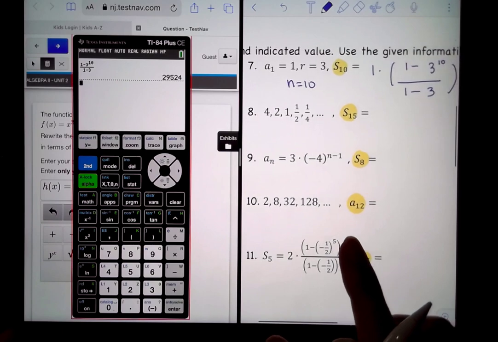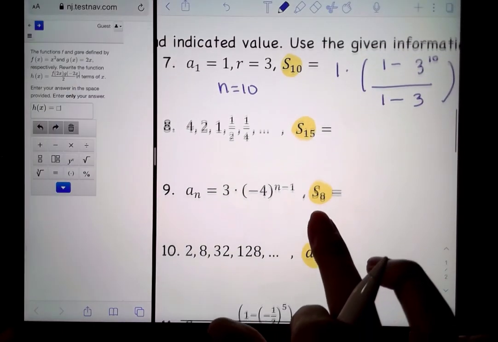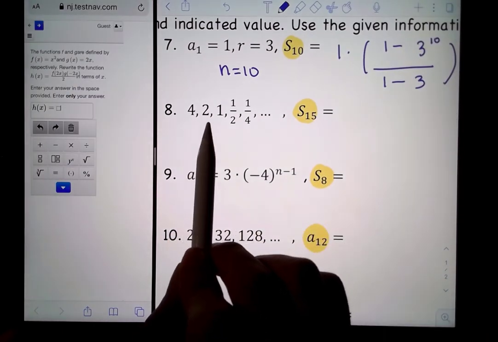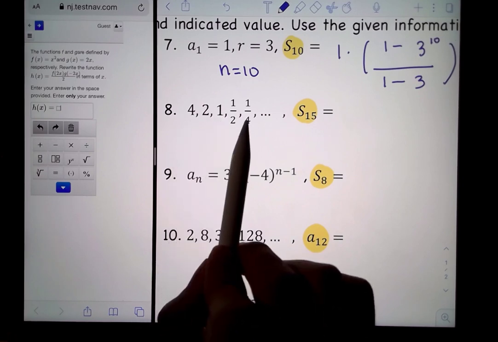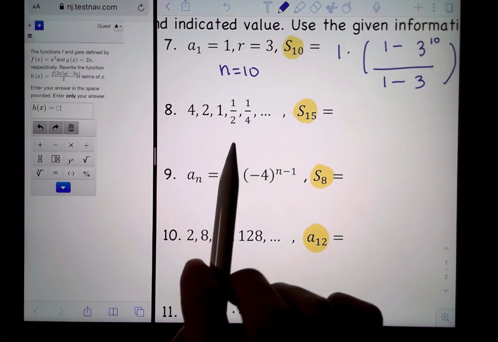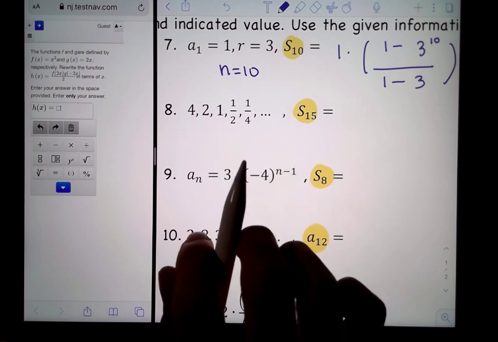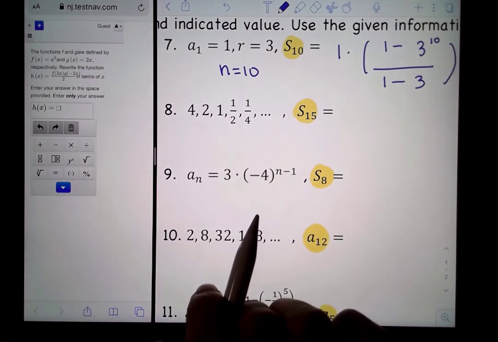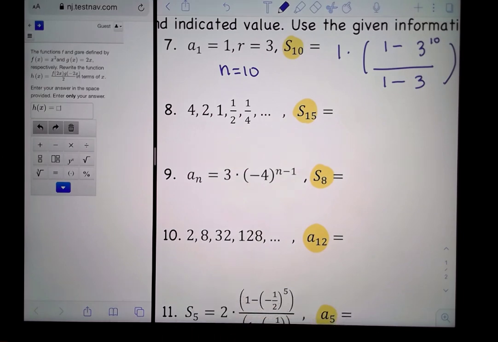And what about this one, guys? Number 8. The number 8 is, oh, you just have a sequence, right? There's no A1 or R. You need to get it, right? You need to get it. But guys, you know what? I'm gonna cut this video right here, and I'll be back in the second video. Okay.